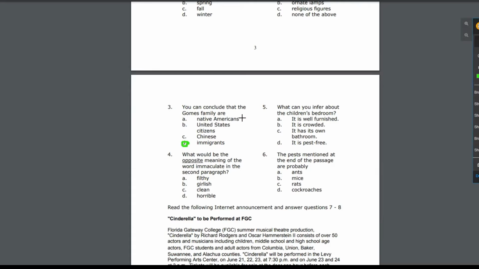Nothing was mentioned culture-wise to let us know, because somebody could be Chinese and be an immigrant. We know that, but nothing about the story was specific enough about that culture for us to decide that they were Chinese. And then, of course, we know they weren't citizens because they had traveled to the country.